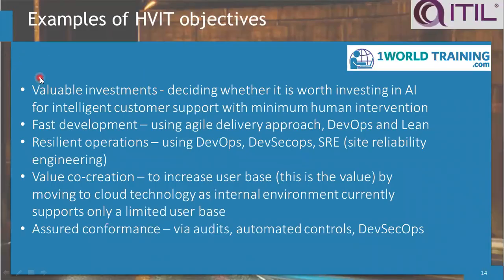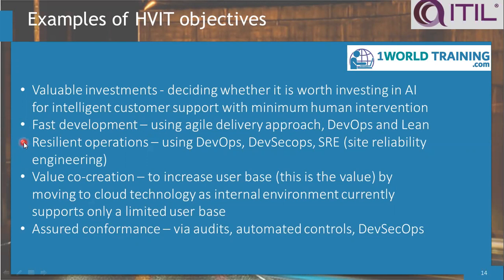Let us consider some examples of the application of the 5 high velocity IT objectives. Valuable investments. An example could be deciding whether it is worth investing in AI for intelligent customer support with minimum human intervention. Remember, valuable investment is about making decisions on what to invest, how much to invest, depending on the benefits of the investment to move towards high velocity IT. Fast development is another objective. An example of using this objective could be using agile delivery approach, DevOps, Lean, etc.